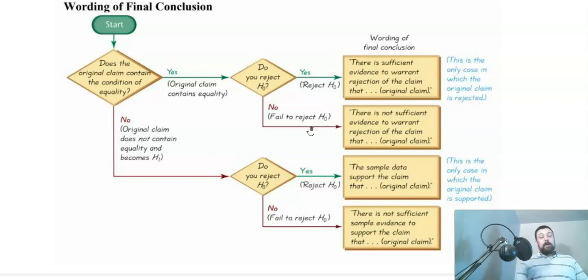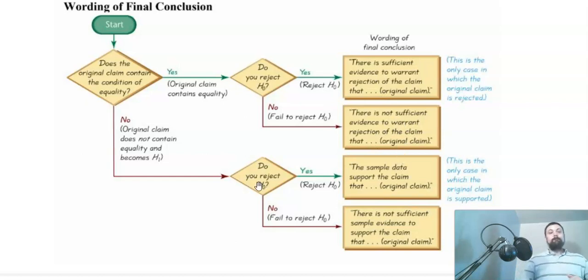If we fail to reject, that means we were unable to show that the null hypothesis is false, which means we were unable to show that the original claim was false. But that doesn't mean it's true necessarily either, right? So there is sufficient evidence to warrant rejection. Sorry, I skipped the most important word in that sentence. There is not sufficient evidence to warrant rejection of the claim. Doesn't mean the claim is true, but there wasn't sufficient evidence to show that it was false.